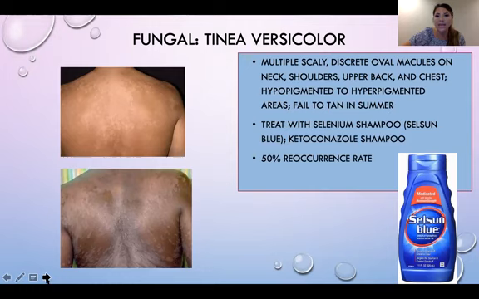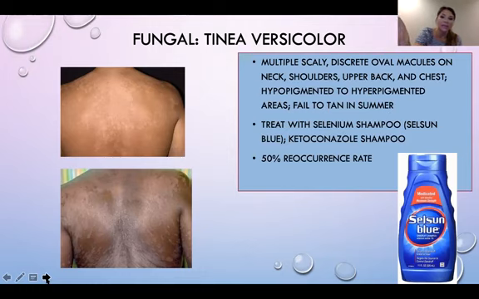So tinea versicolor, I've included pictures of a lighter skin person and a darker skin person because it can look a little bit different, but it's hypopigmentation basically. And then in some areas it might be hyperpigmented. And in the summertime, it's not going to tan like your other skin. So it's going to be almost like somebody splattered sunscreen on you. It can be kind of scaly.